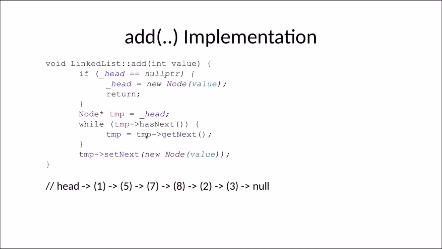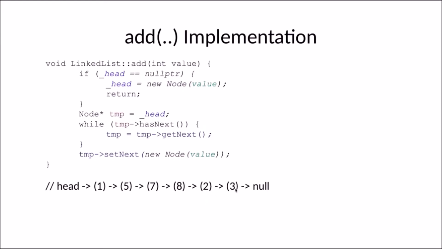Get the next node, which is the address of 7, and update temp with it. So now temp points to 7. Then does 7 have a next node? Yes, it's 8. Update temp to 8. Does 8 have a next node? Yes, it's 2. So update temp to point to 2.